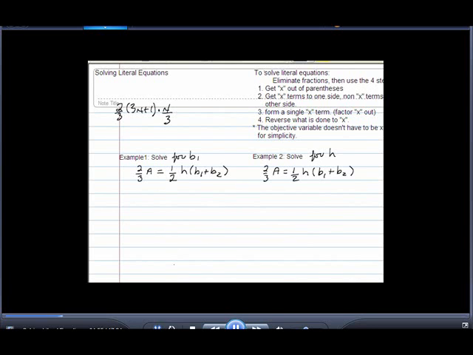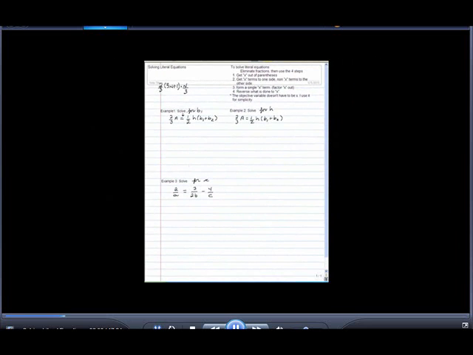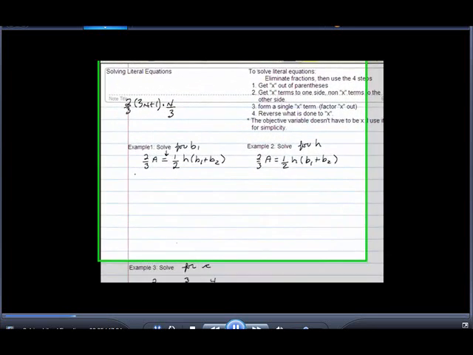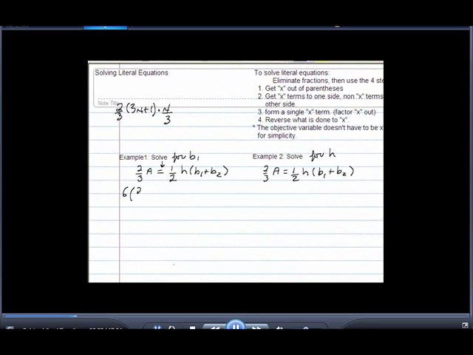Okay, let's go to example 1. In example 1, we have 2 terms. The 2 terms are separated by the equal sign. And we're supposed to solve for b1, and we notice that we have fractions. And we've said before that a very good first step in just about all cases that have fractions is to get rid of the fractions. The way you do that is you multiply each term by the common denominator. Well, I only have 2 terms, one on the left and one on the right. The common denominator is 6, so I'll say 6 times the first term is equal to 6 times the second term.